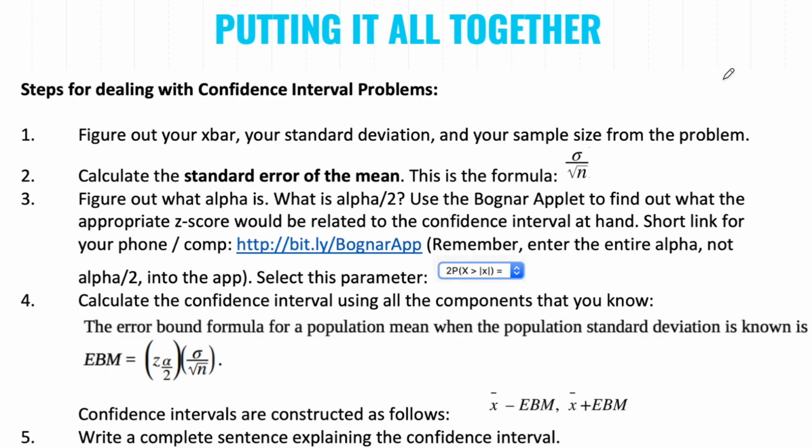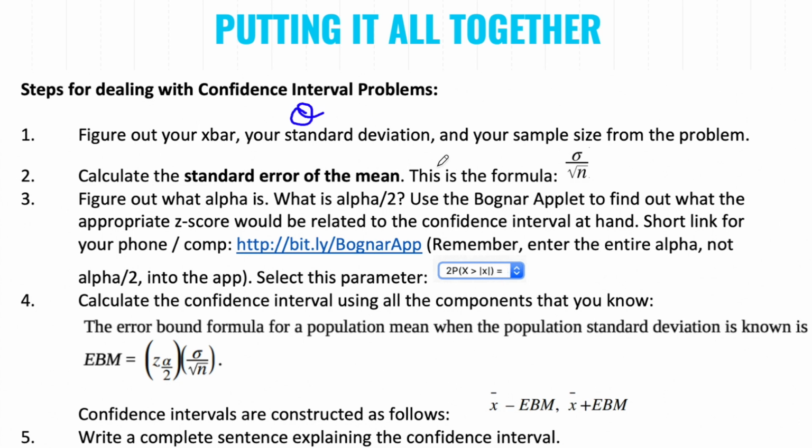So let's put it all together. What are our steps for dealing with confidence interval problems? First, you're going to figure out your x-bar, your standard deviation, and your sample size from the problem. And again, for these first problems that we're doing, we're going to be given the population standard deviation.